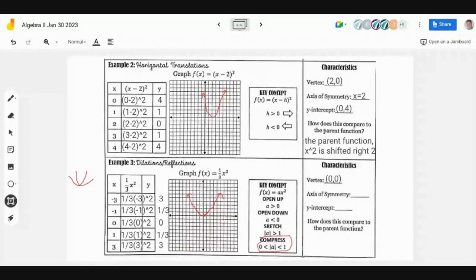So our axis of symmetry is still x equals 0. And our y-intercept is still 0, 0.